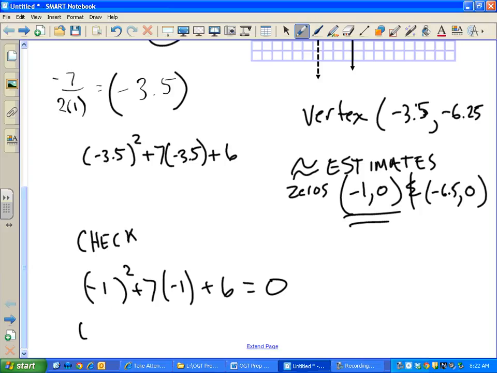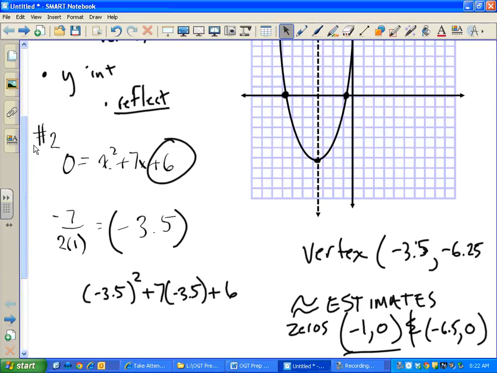What are we going to plug in? So we're just using our calculator, -6.5 squared, 7 times -6.5. Does anybody have a graphing calculator or a calculator that will do this? What did you get? 2.75. That means at -6.5, it's a little bit higher. It's up here. So what do you guys think? It's going to be closer to 0.